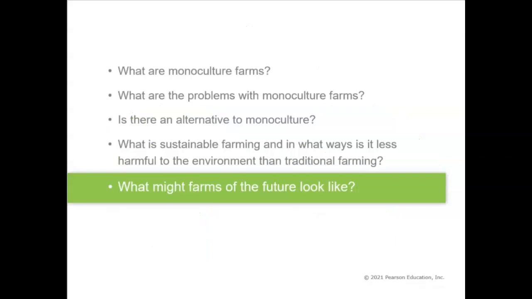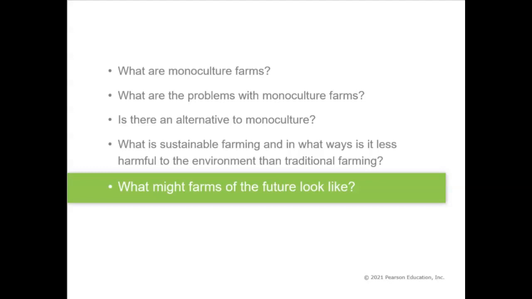The last part in the agriculture section is talking about what farms of the future might look like. As organic foods become increasingly popular among consumers, the demand for sustainable food will likely continue to increase. With limited resources and a fixed amount of land on Earth, how will farming need to change in the future? Which is what we're about to consider.